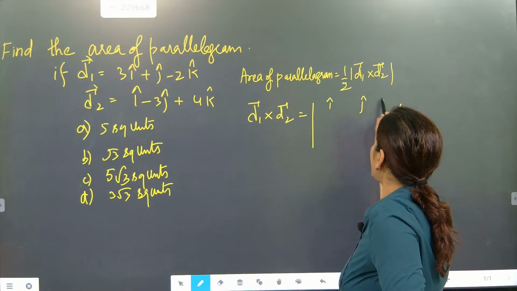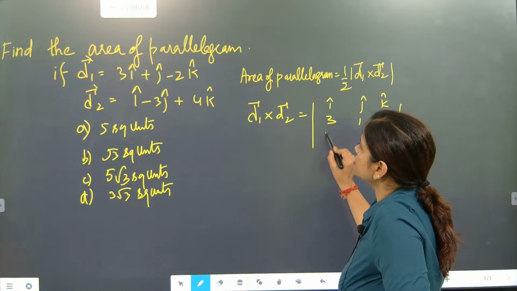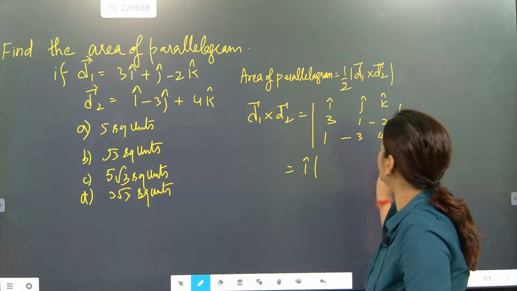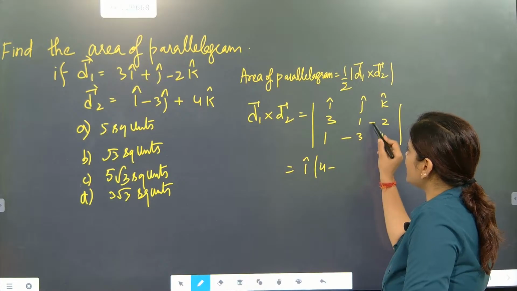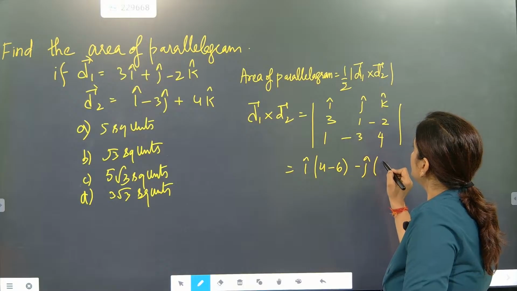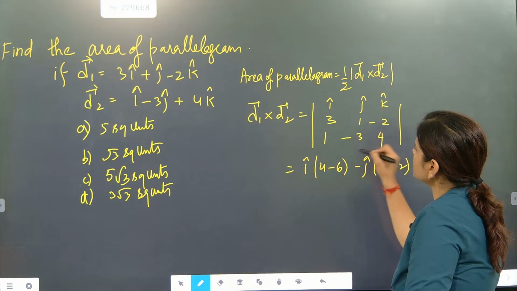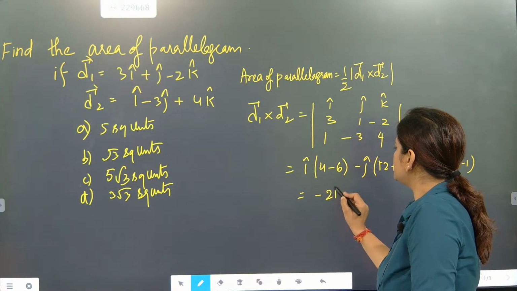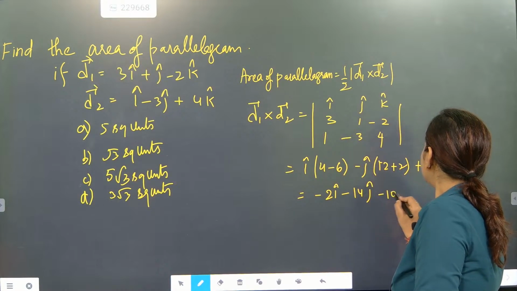Again the same format: i, j, k. This is coming as 3, 2, minus 2. This is coming as 1, minus 3 and 4. So the i part will be written as 4 minus 6. 4 because minus into minus plus again minus will come. So 4 minus 6, minus j, 12 plus 2, plus k, minus 9 minus 2. So it is coming as minus 2i minus 14j minus 10k.